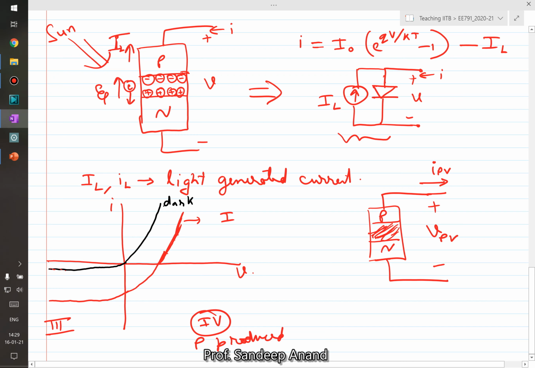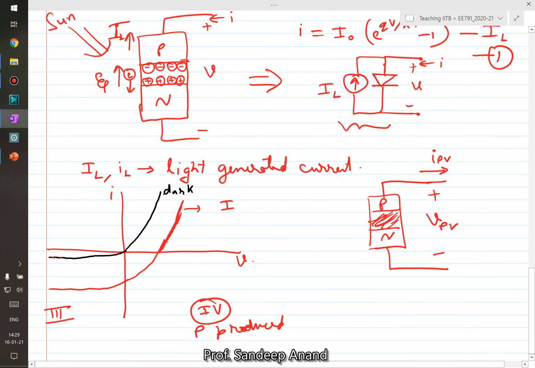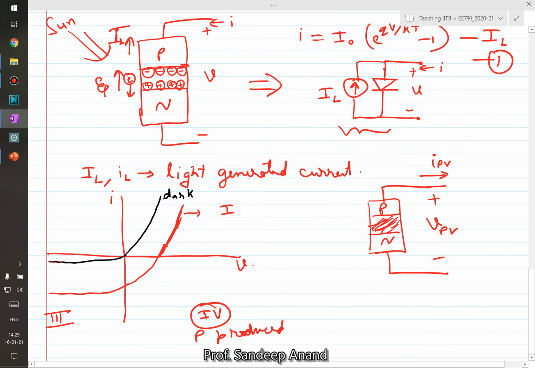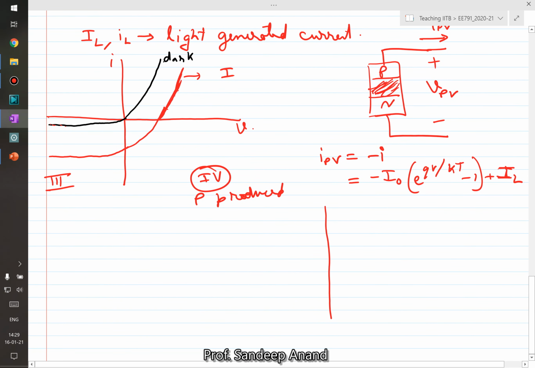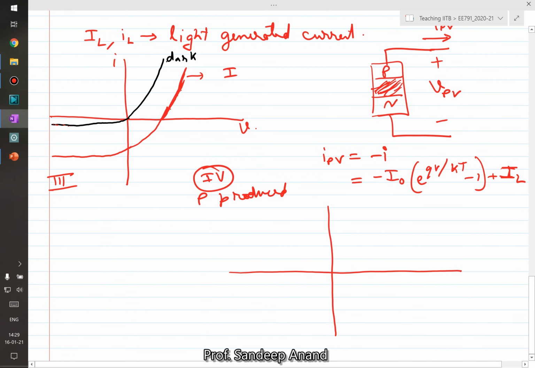So if I convert equation number 1 from the earlier convention to the new convention, then I can rewrite equation 1 as, now the only thing that changes is IPV, which is equal to minus the original current I. So if I substitute I from equation 1, I get minus I naught e raised to the power qV by kT minus 1, plus IL, right? And now if I plot this new characteristics, it's nothing but a mirror image of the first one with respect to the horizontal axis.